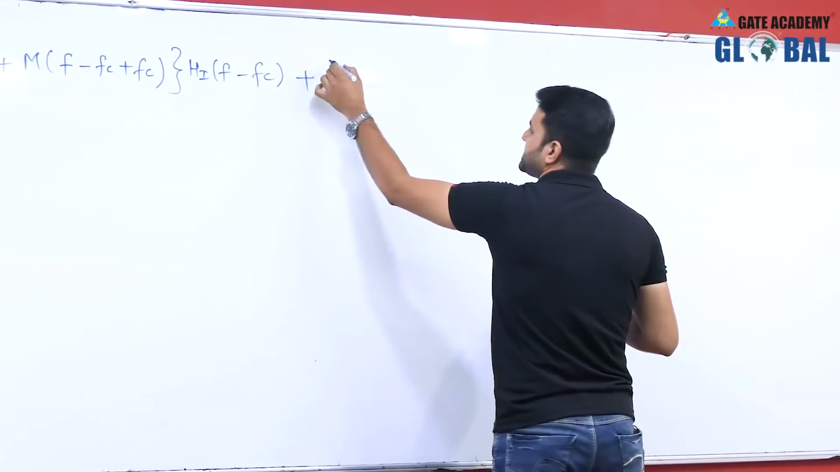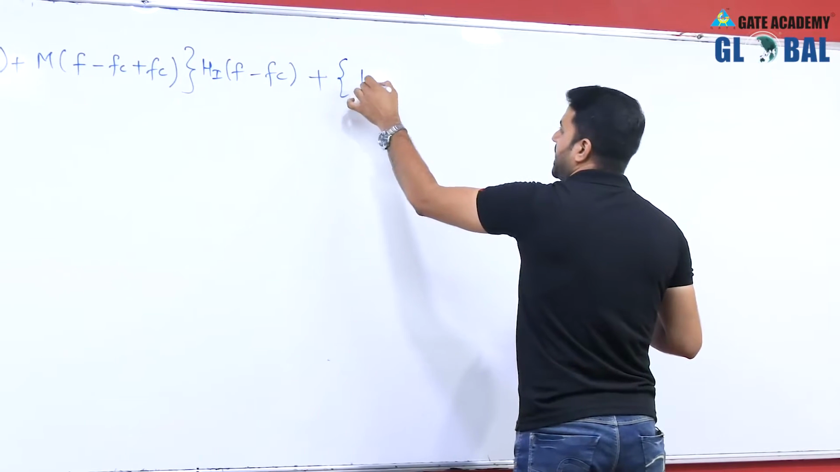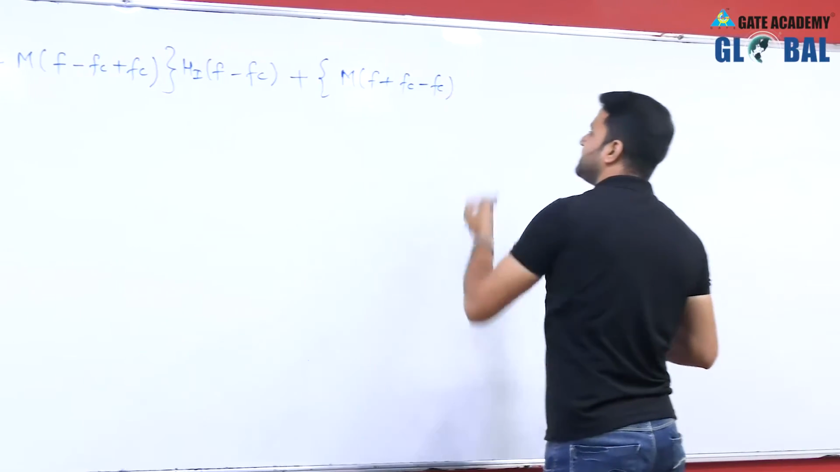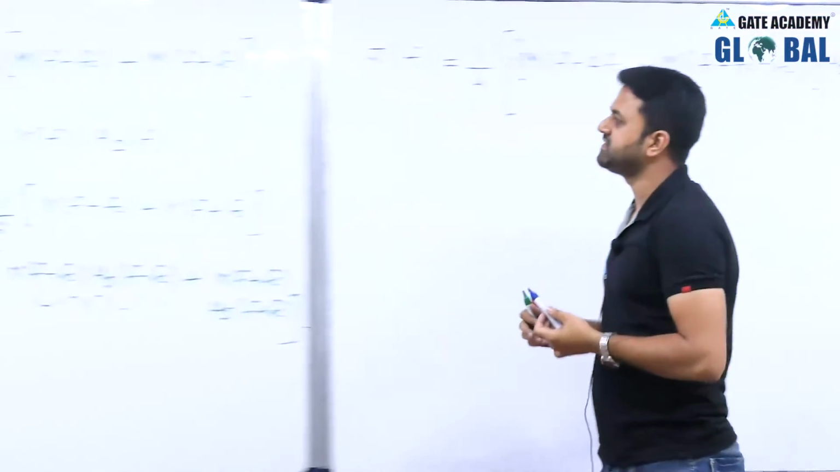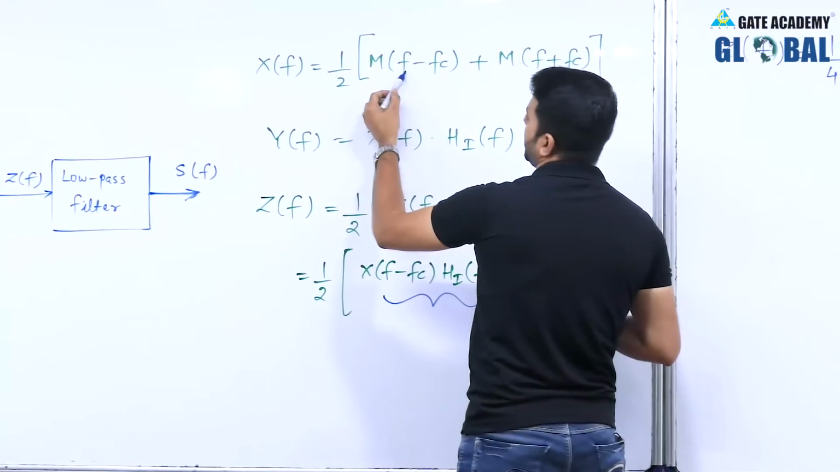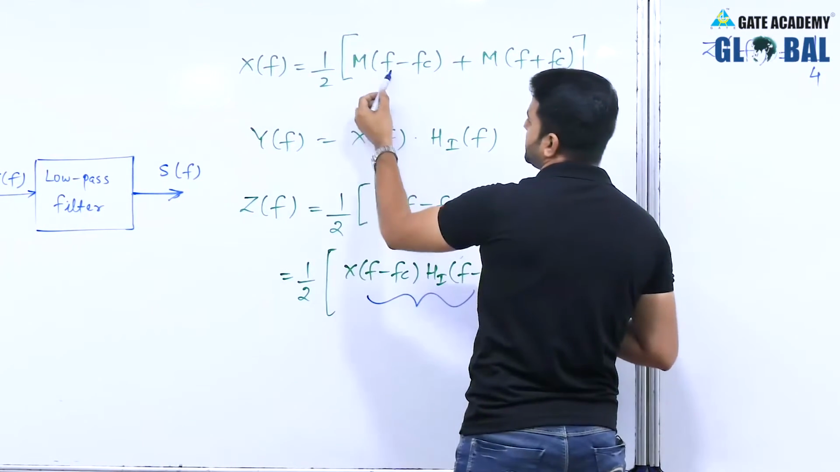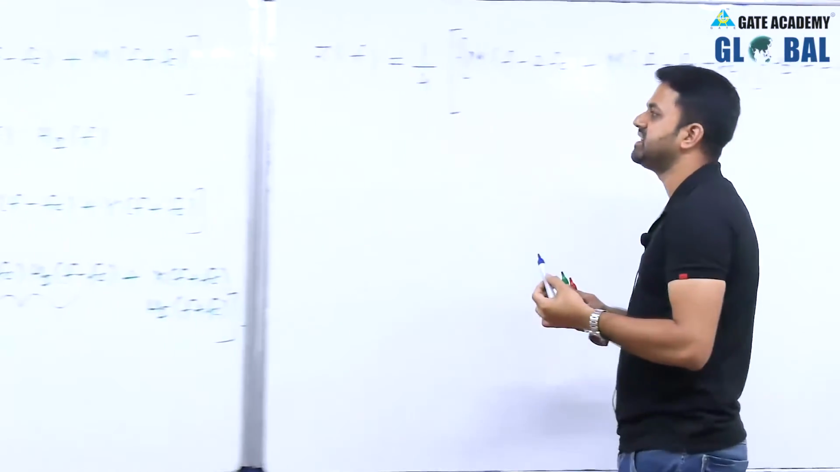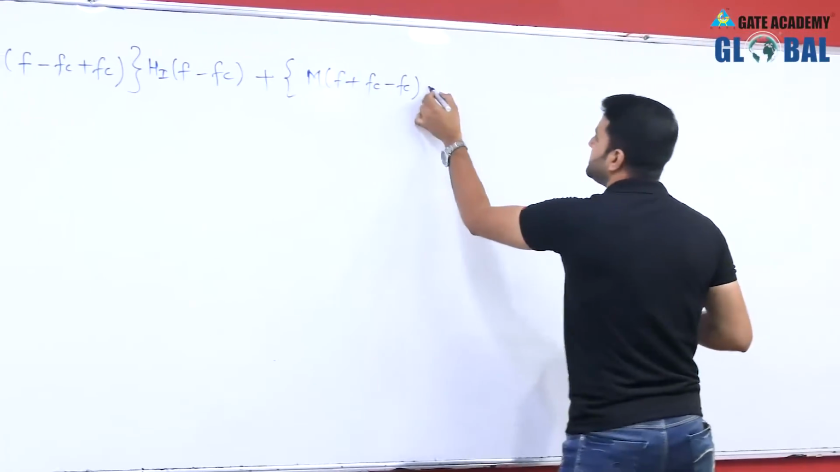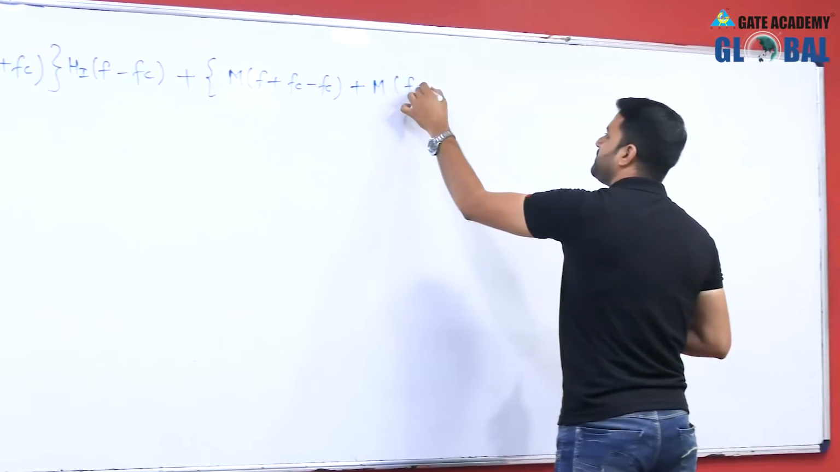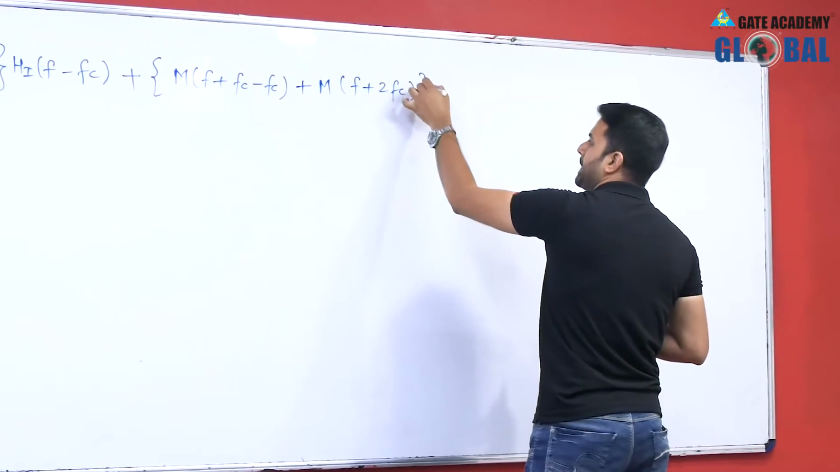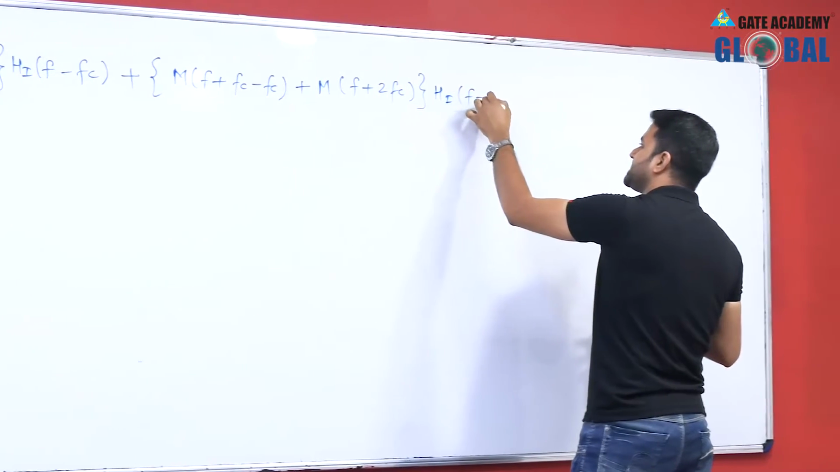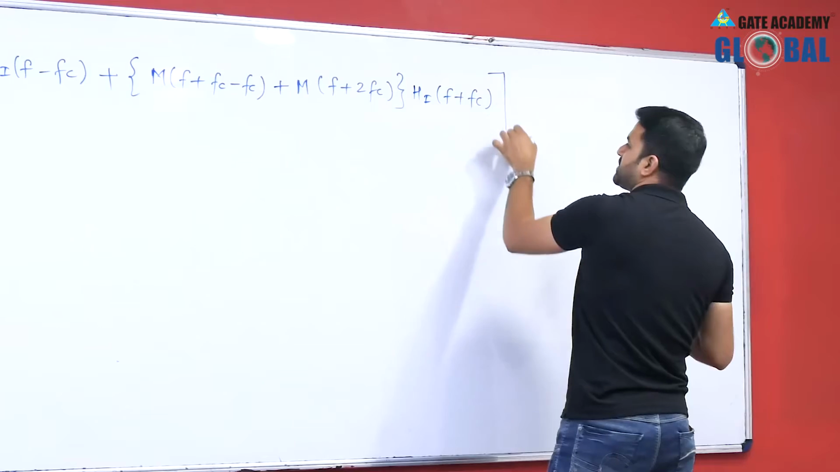So X(f + fc) will be M(f + fc − fc). I replace f by f + fc. So if I replace f by f + fc, then we get X(f + fc). So here f is replaced by f + fc. So this fc should get cancelled, and in the second term it should be added. So plus M(f + 2fc), and this term is multiplied with H_i(f + fc), bracket close.